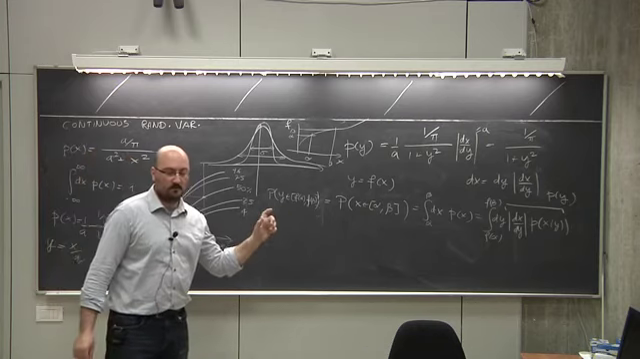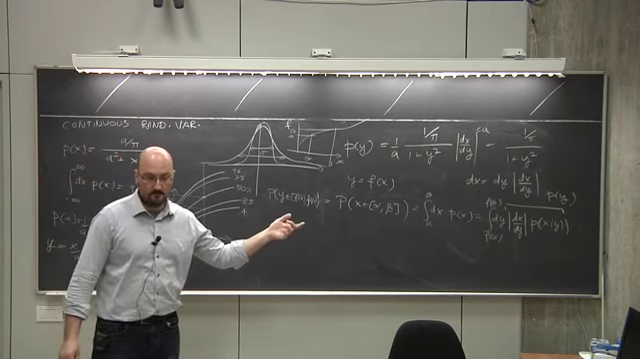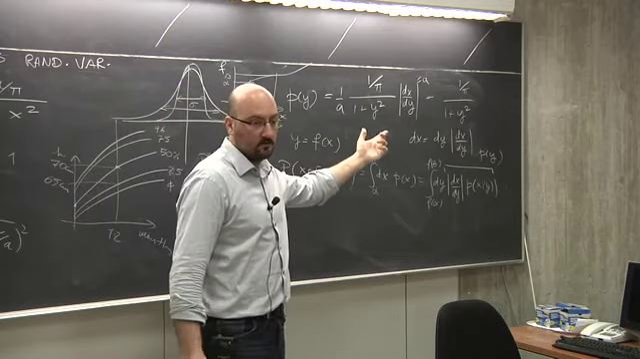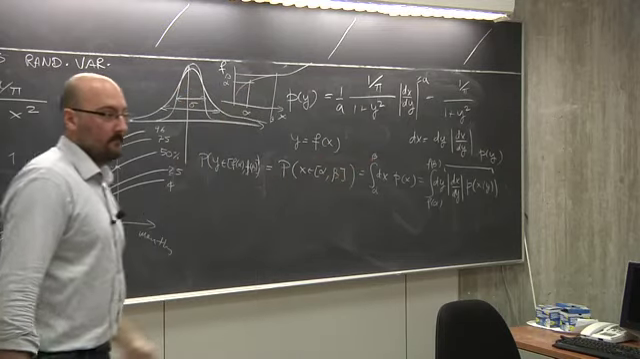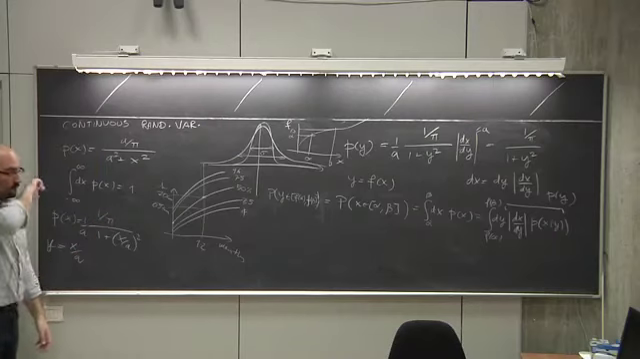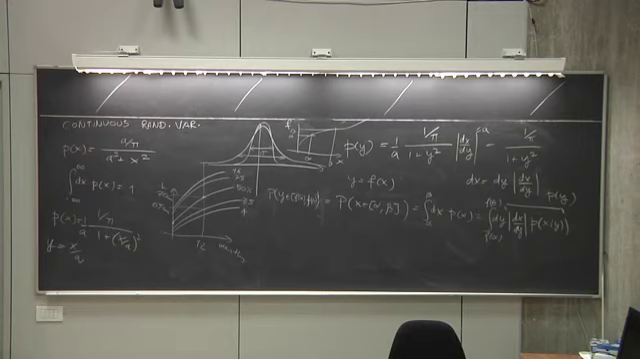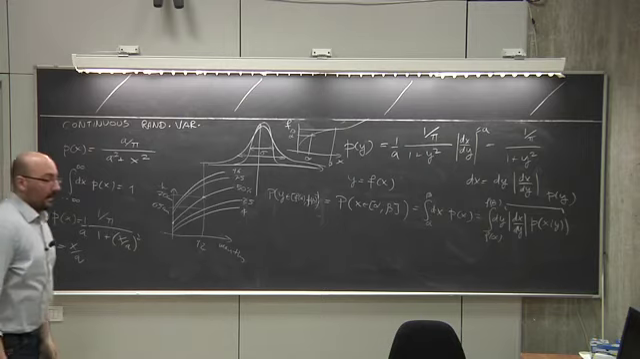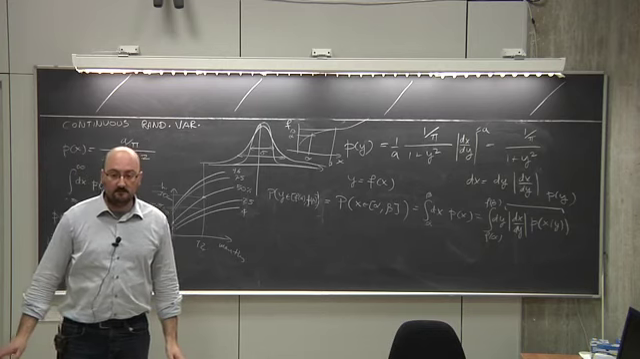When you change variables in the integration, you get a Jacobian. That's why the probability density gets a Jacobian. That's what I'm saying. So don't make this mistake when you change from one variable to another. Okay. Are there any questions?